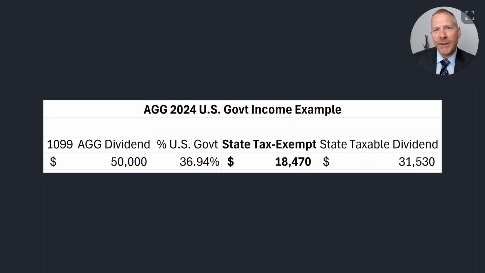If you had received $50,000 of dividends from AGG in 2024, we multiply the total dividend by the percentage that was from U.S. government securities, 36.94%. That means that $18,470 would be state tax exempt. The remaining amount would be taxable at the state level. Don't make the mistake that many people make and pay tax on the entire dividend. Make sure that you make this manual adjustment when you do your state tax return so you don't overpay on taxes.